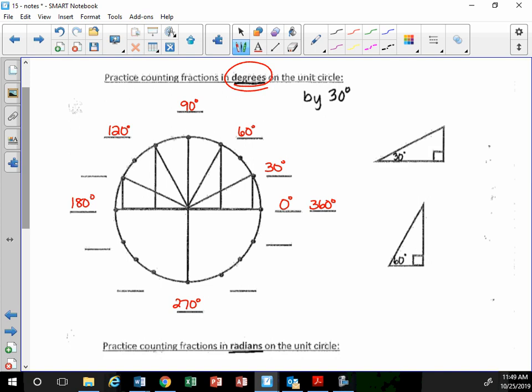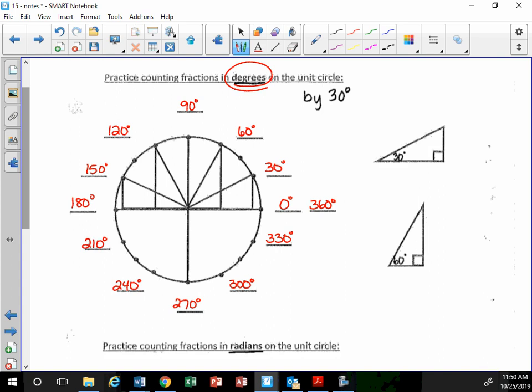After 120 is 150. And then we have 180. What's next? 210. After 210 is 240. 270 is there. After that, 300. And your last one. Okay. Still not bad, right?